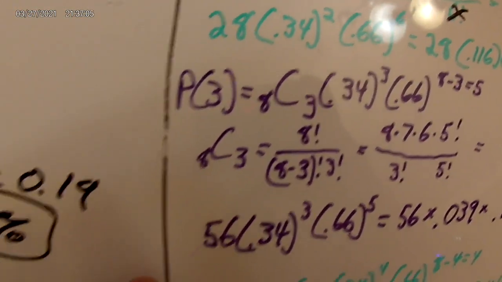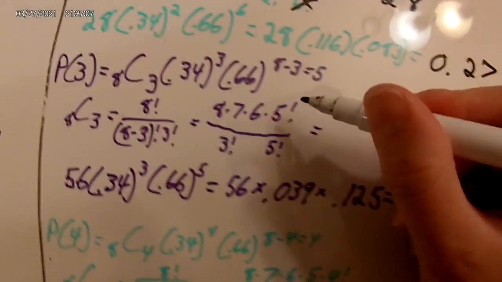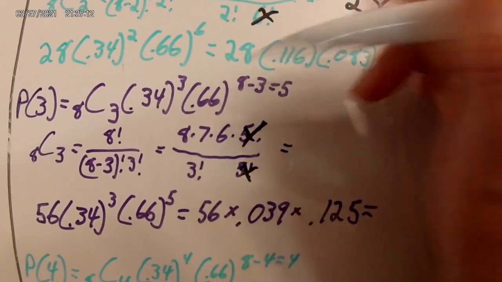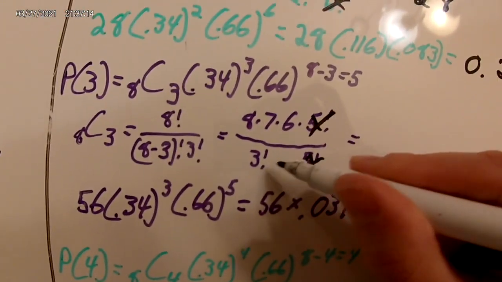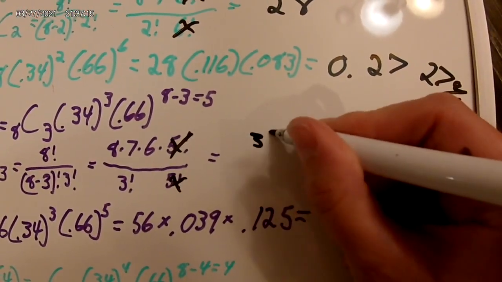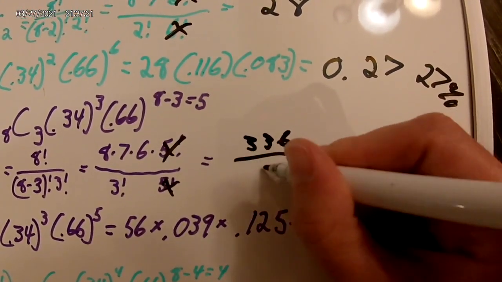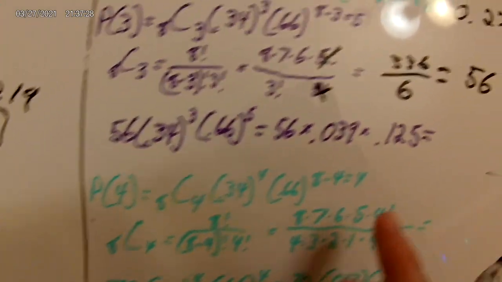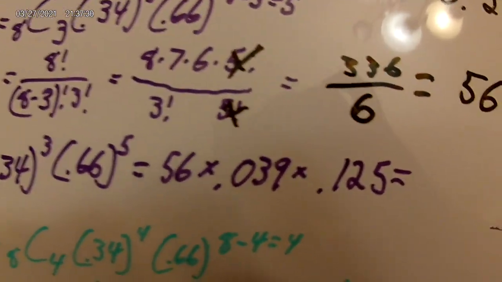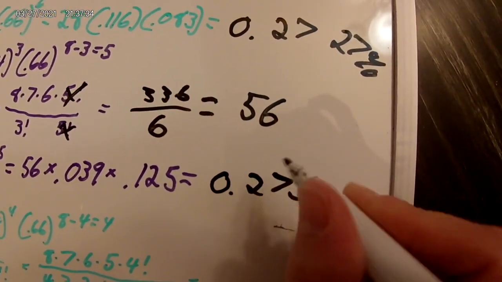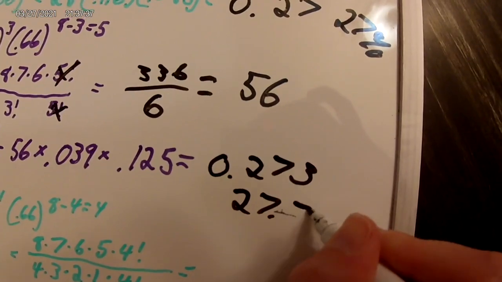Do the same thing again for number 3. These cancel, so we have 8 times 7 times 6, and then we divide that by 3 times 2 times 1. So basically it ends up being 336 over 6, and that equals 56. Then same thing, you multiply it all out, and we end up with 0.273, so this is 27.3%.